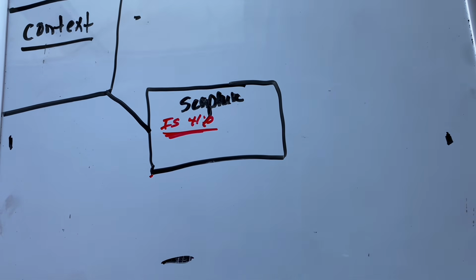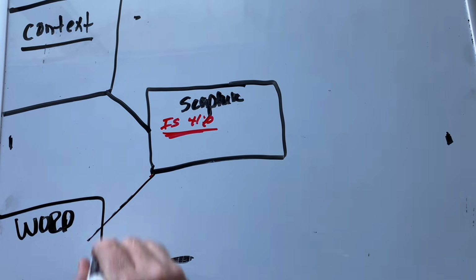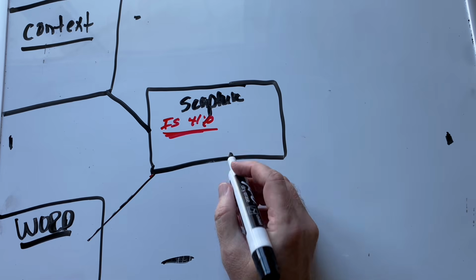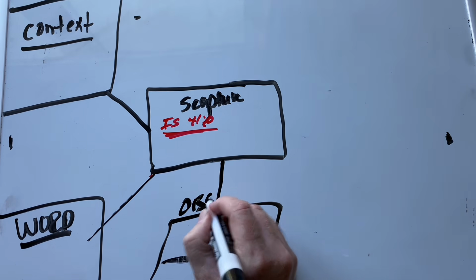Now, the next part is word. So in this section of verse mapping, you're just writing down what are some words that God has spoken to you about. Now, the O stands for observation, all right?